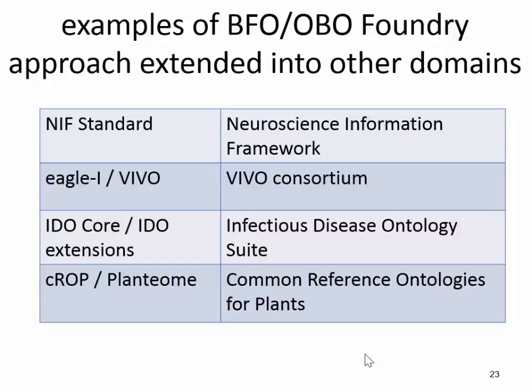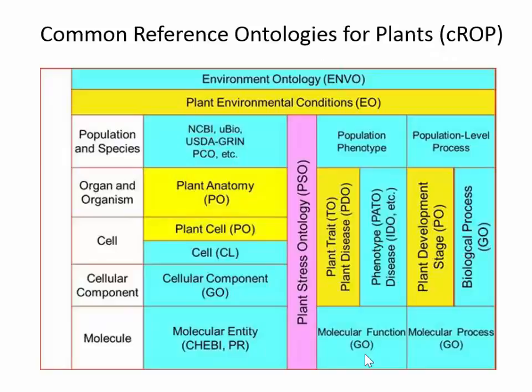So this idea was extended in other areas, including the infectious disease ontology. Now we have the Planteome suite of common reference ontologies for plants. And in each of these cases, several of the OBO Foundry ontologies are taken, but then they're expanded in a granular way in specific areas, for instance, areas of plant science. This is the crop ontology suite. So we have plant trait ontologies for many plant species now.